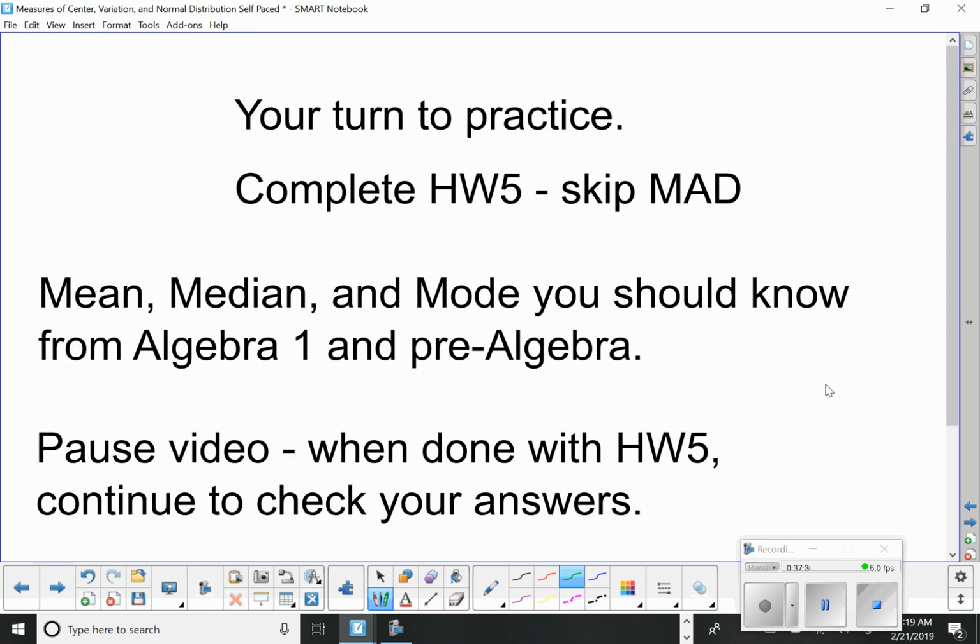Your turn to practice. Complete homework 5. Skip the mean absolute deviation. Don't do that. The mean, median, and mode, you should know from Algebra 1 and Pre-Algebra, not to mention we did cover it here. You can also do standard deviation. I do not expect you to calculate it out by hand. I expect you to be able to use the calculator and or Desmos. At this time, please pause the video. When you're done with homework 5, continue on to check your answers, and then you'll be done with the second lesson.